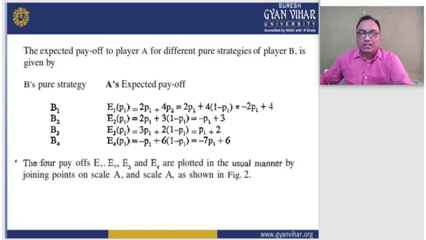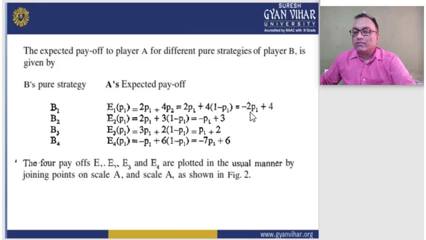In this problem, the expected payoff to player A for the different pure strategies of player B is given by, so B's pure strategies, just like B1, where the full columns are presented. So in this case B1, B2, B3 and B4 strategies. So A's expected payoff is here. So E1(P1) equal to 2P1 plus 4P2, equal to 2P1 plus 4(1 minus P1), and this value comes from P1 plus P2 equal to 1, then P2 equal to 1 minus P1.